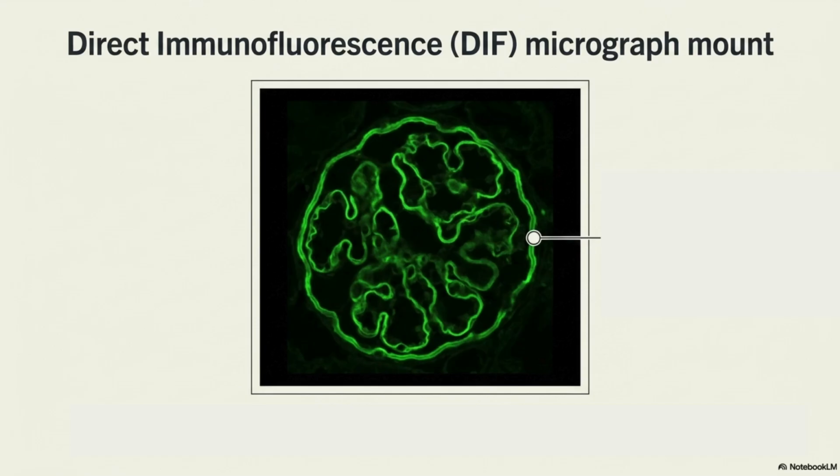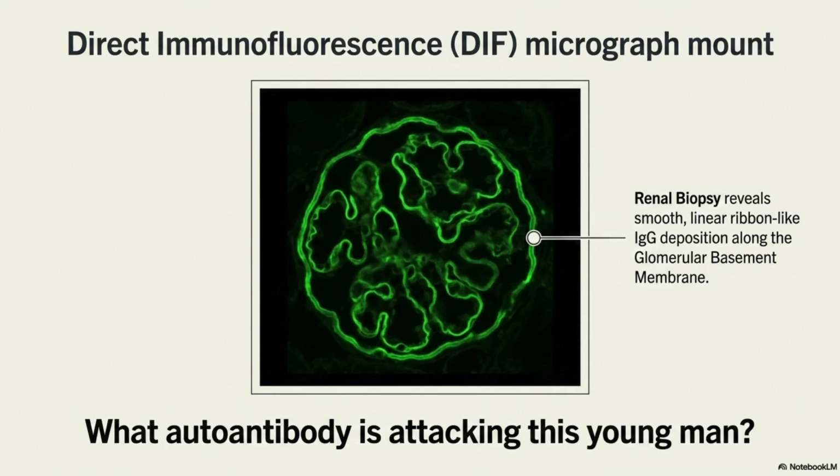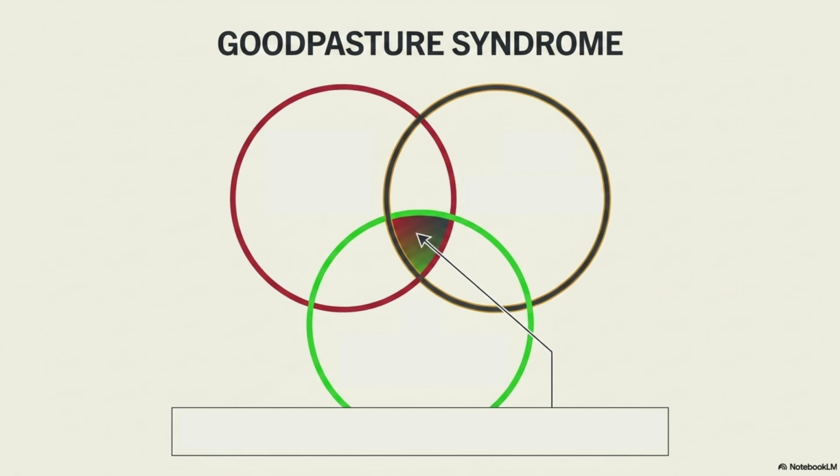When we perform a biopsy to investigate, we use a direct immunofluorescence or DIF micrograph mount. This renal biopsy reveals smooth, linear, ribbon-like IgG deposition all along the glomerular basement membrane. So the key question for us to answer is, what autoantibody is attacking this young man? The answer is Goodpasture syndrome.